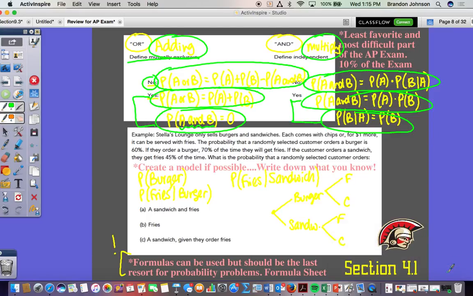Ella? B given A or A given B? This is the probability of B given that A occurred. Does that make sense? I read it exactly how it's listed. So the probability of B given that A occurred is what we found.